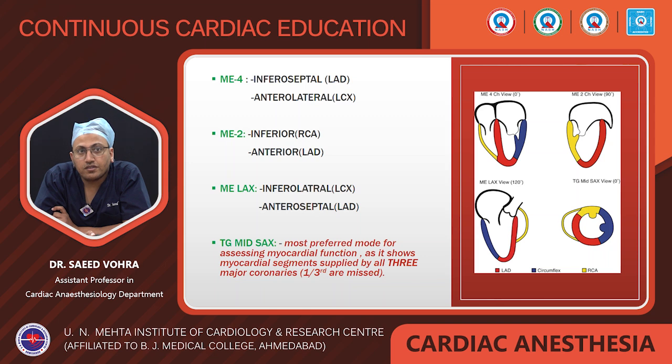The transgastric mid-short axis view, mid-cavity short axis view is the most preferred mode, because in this you will have segments which are supplied by all the three major coronary arteries. Hence any RWMA is easily identified in this view. Still, one will be missing 1/3 of the RWMA if only this view is analyzed. Hence, the regional wall motion abnormality has to be analyzed in all the views.